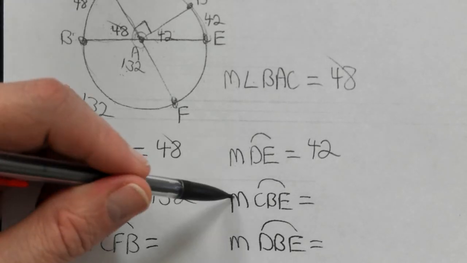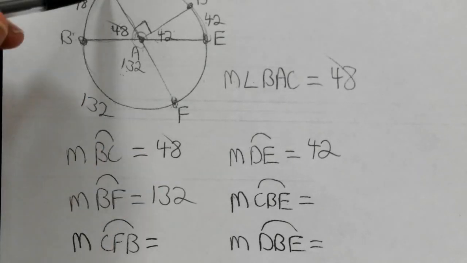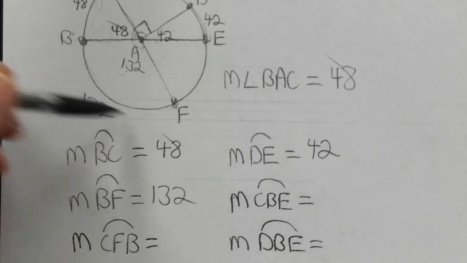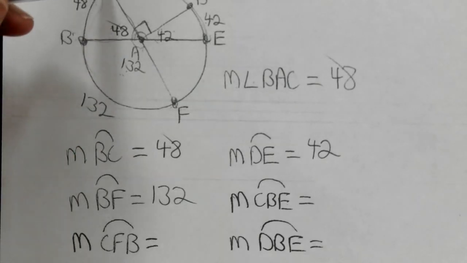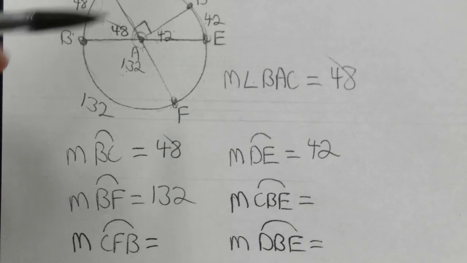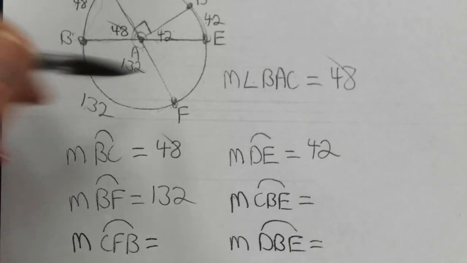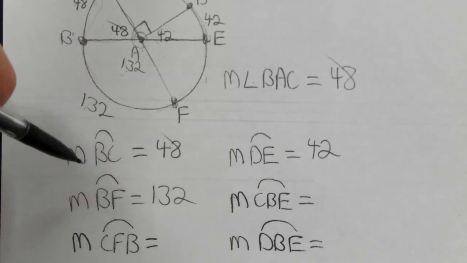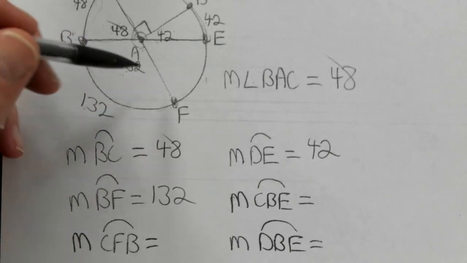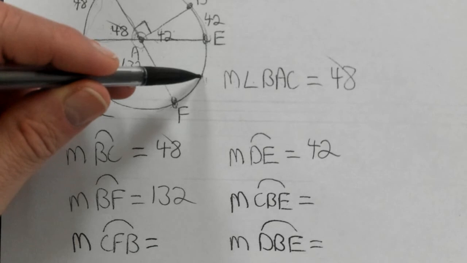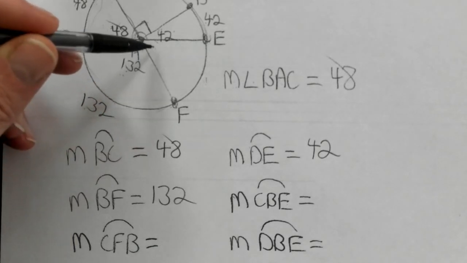All right, what about this one? This will be the first major arc that we've had: CBE. So it's the long way around from C around to E. So how are we going to figure that out? Okay, well, I know this is 48. I know this part's 132. If I had this part, I could just add all three together and get the answer. So the question is, how do I get this arc? Well, that question then becomes, how do I get this angle?